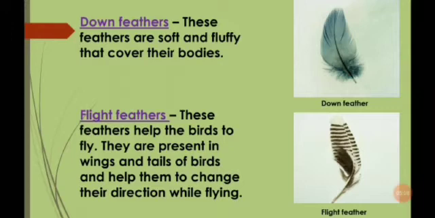Now third is flight feathers. These feathers help the birds to fly. Flight feathers are present in the wings and tails of the birds. These feathers help the birds to change their direction while flying. For the birds which live in water, the feathers are waterproof, which prevents them from getting wet. Examples of such birds are ducks and penguins. So, the feathers not only give a specific look to the birds but also help them to hide from enemies.